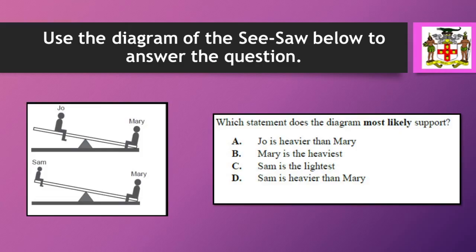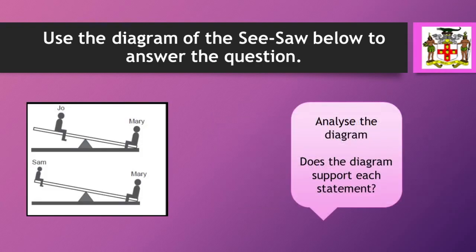So, from the seesaw, from that diagram, what information can we pick out? Well, Joe and Mary are on the seesaw. Now, based on what you shared about your own experience with a seesaw, who do you think is the heaviest? Well, since Mary's side is much lower, it's possible that Mary is heavier.